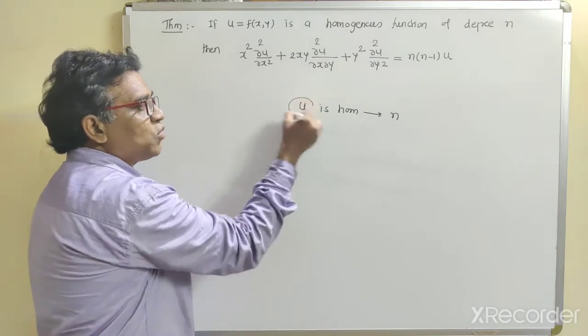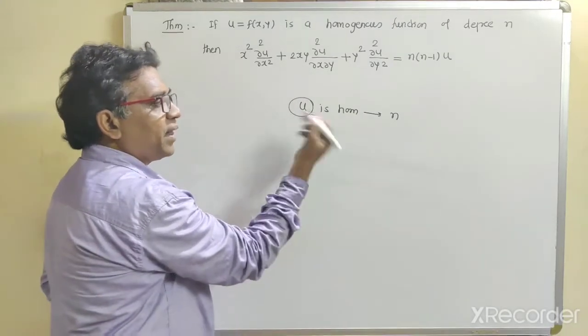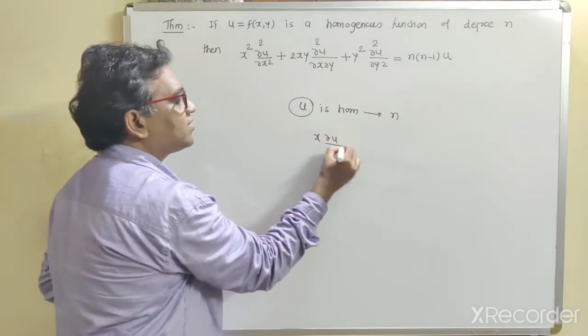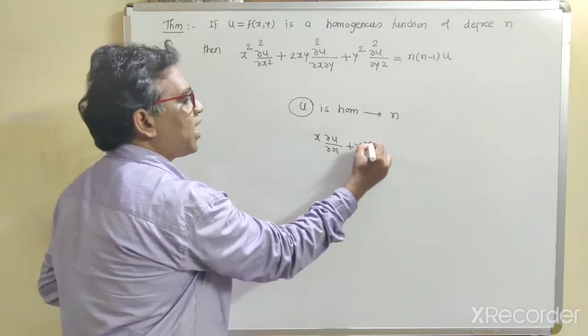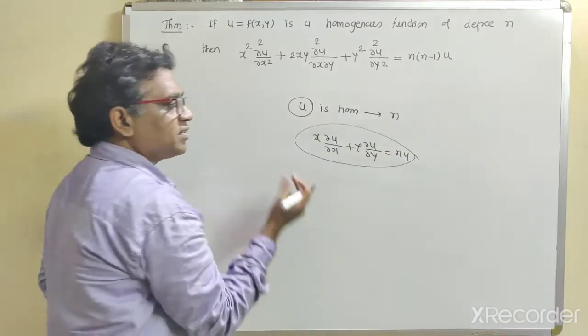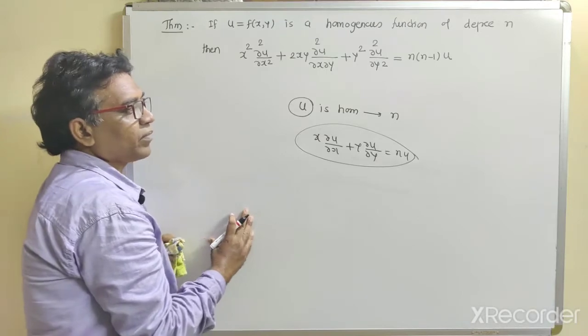So because u is a homogeneous function, we can apply the Euler's theorem. What is the statement of Euler's theorem? x into del u by del x plus y into del u by del y is equal to nu. This is the statement of Euler's theorem.